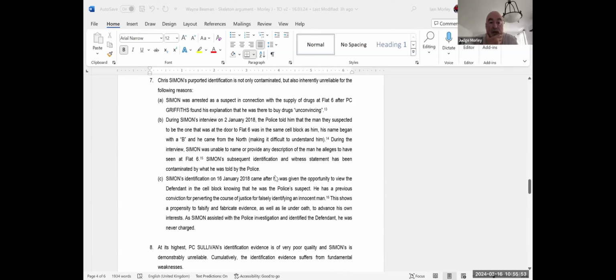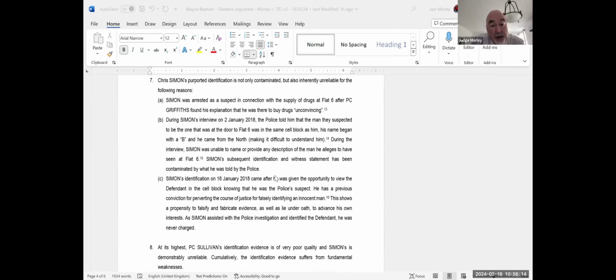Paragraph 7. Chris Simon's purported identification is not only contaminated, but also inherently unreliable for the following reasons. A, Simon was arrested as a suspect in connection with the supply of drugs at Flat 6 after PC Griffiths found his explanation that he was there to buy drugs unconvincing, quote unquote, from the evidence.